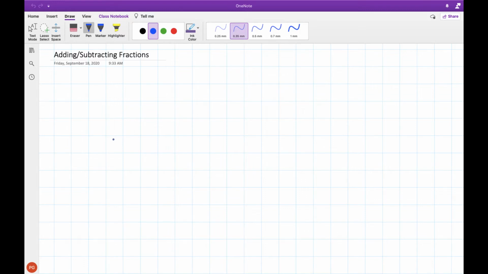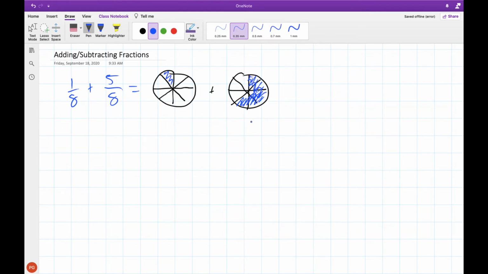Now we've talked about this before in the past. Let's do a quick recap of the kind of questions that we did beforehand. All of the questions that we've covered up to this point have had the same denominator for the two things that we're either adding or subtracting. This is important because when we do adding or subtracting, if our denominators are the same, that tells us the pieces are the same size, and we can easily add them together.